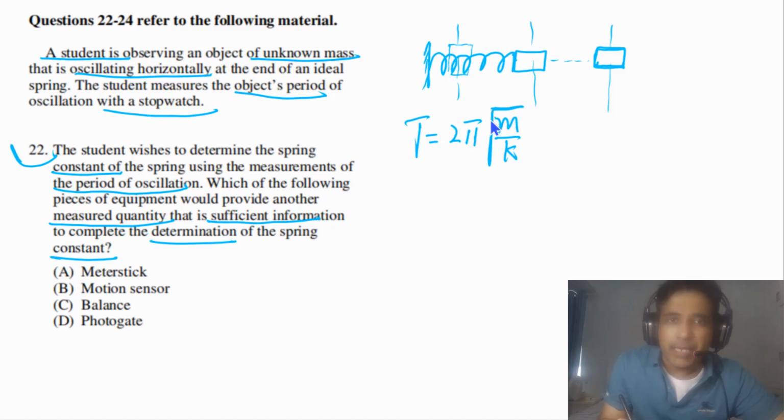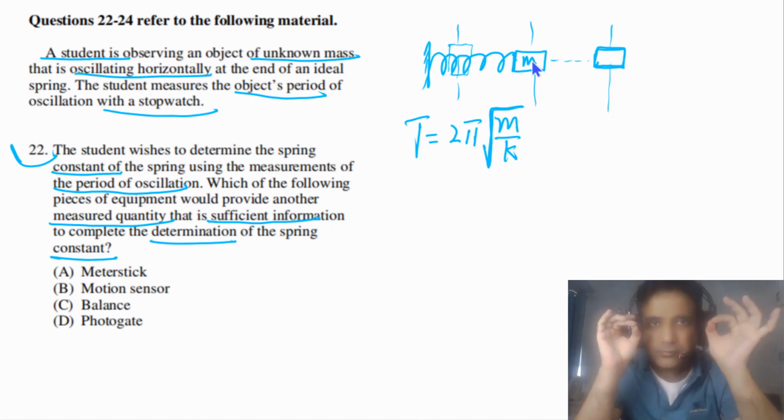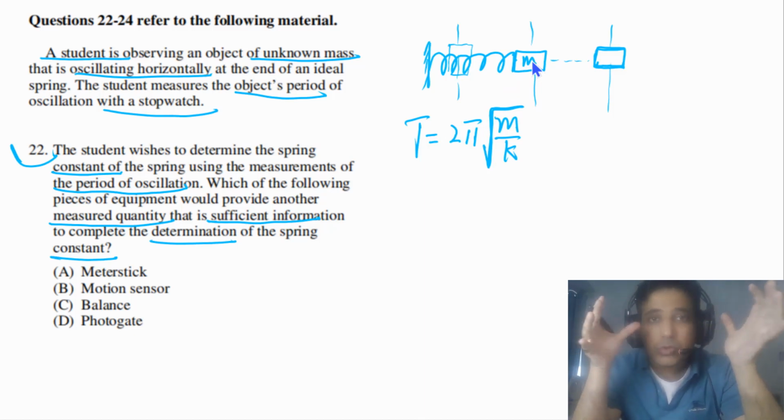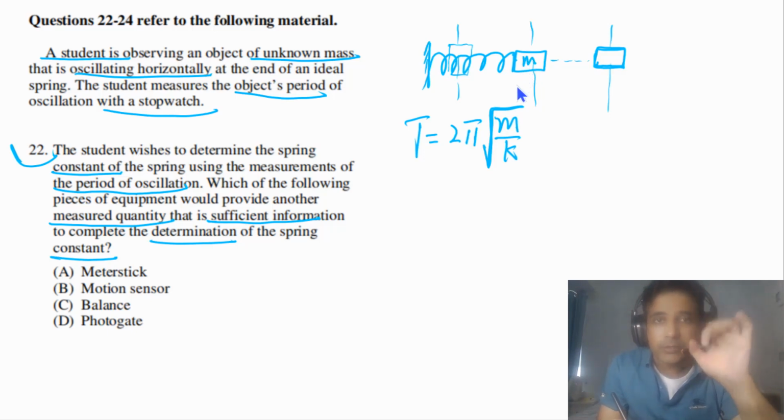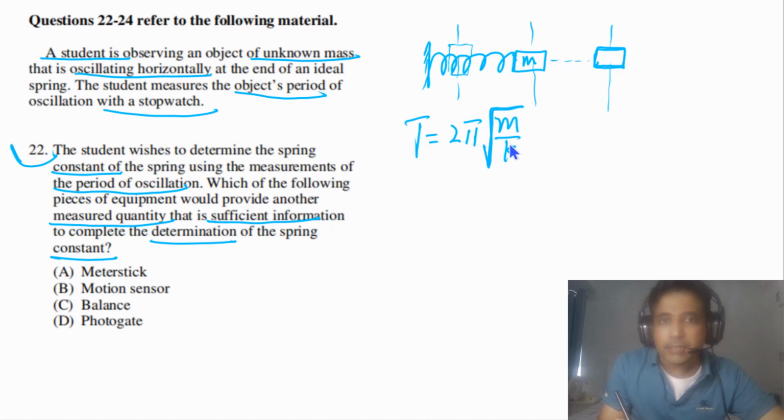M is the mass attached at the end of the spring. This mass, this is not the mass of the spring. In this case, we are talking about an ideal spring. The spring is massless, it has no mass. So you only need to take the mass at the end of the spring. So this is that mass, and k is the spring constant.